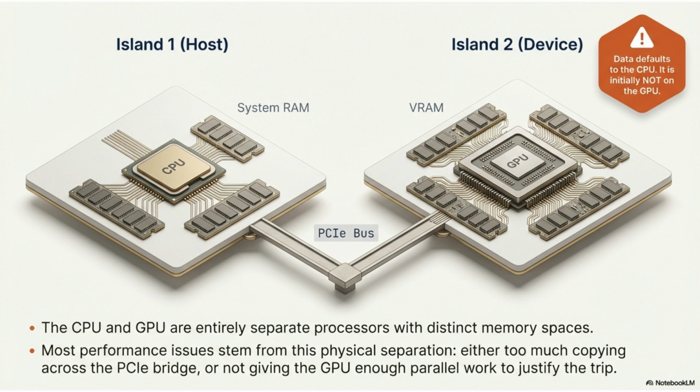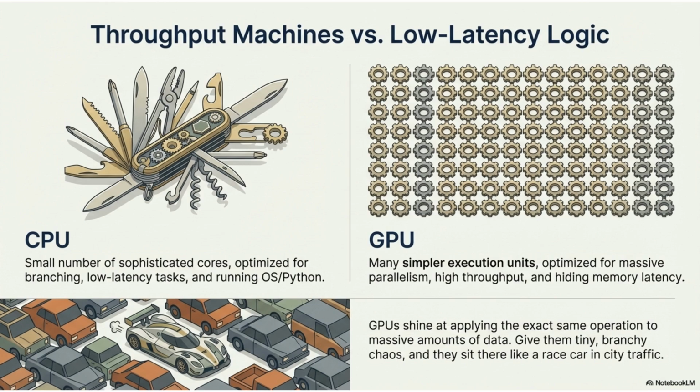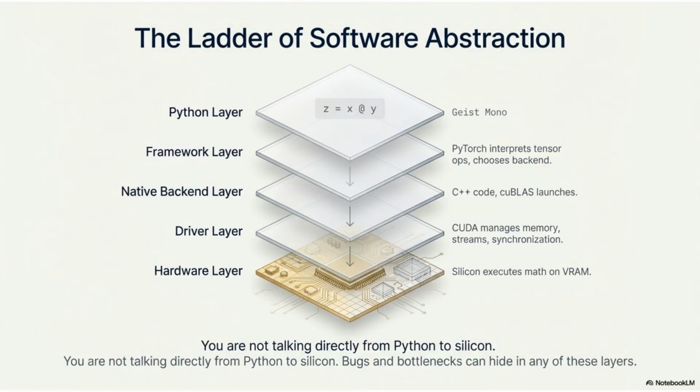the PCIe bus. CPUs have sophisticated cores for low-latency tasks and OS/Python. GPUs have many simpler execution units, optimized for massive parallelism, high throughput, and hiding memory latency. Software abstraction involves multiple layers: Python, framework, native backend, driver, and hardware. You are not talking directly from Python to silicon, and bottlenecks can hide in any of these layers.